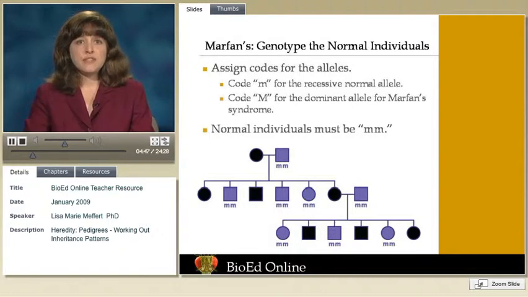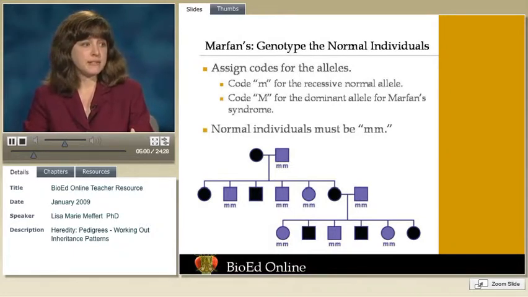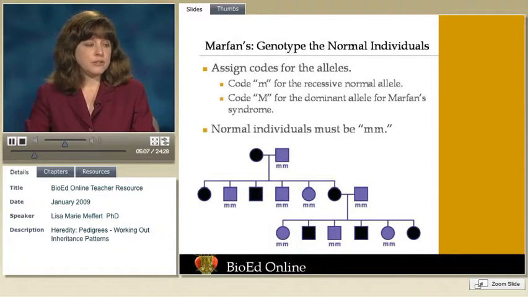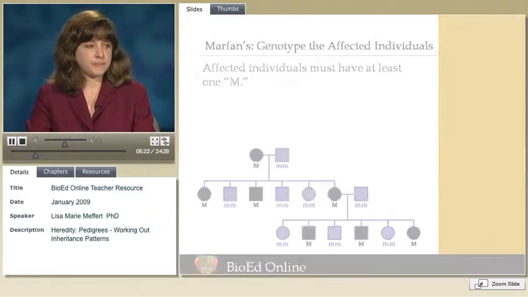So just for convention, let's use a big M for the symbol for the dominant allele for Marfan Syndrome. Then, by convention, we use a small lowercase m for the normal allele, in this case the recessive allele. So first we can fill in the genotypes for all the individuals who do not show the trait. Anyone who doesn't have a dark black colored-in phenotype must be homozygous recessive for the normal allele, little m, little m. So we fill in all the genotypes for all the individuals who do not have a dark colored-in symbol.